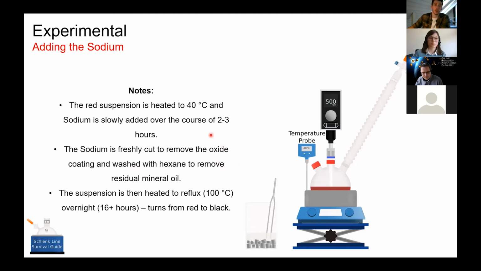Once we have added all of the sodium metal, we then cap this with a greased stopper and seal that. And then we heat the suspension to reflux, so approximately 100 degrees overnight or 16 plus hours. And in that time, the suspension will turn from a red color to black as we're forming sodium phosphide in situ.